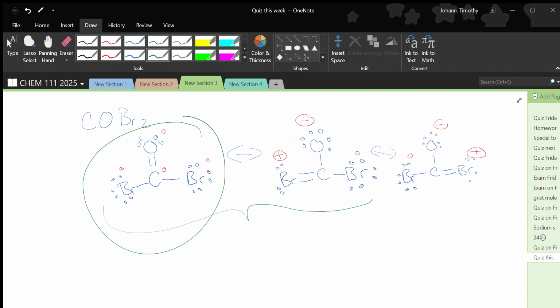One thing: the structure on the left doesn't have any formal charge. It has the lowest number of formal charges, so having none is best. But sometimes you'll have to have formal charges, and so the one that has the least number and least size is best. Okay.